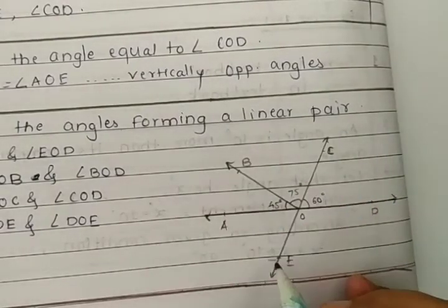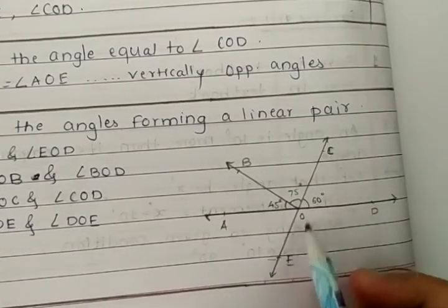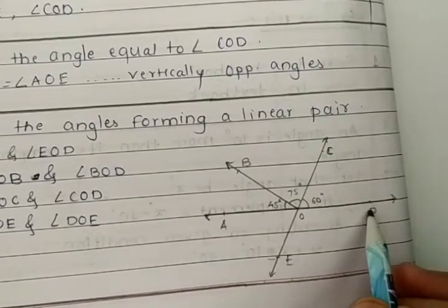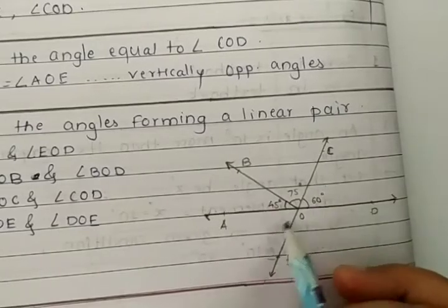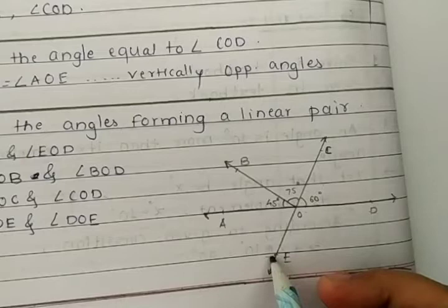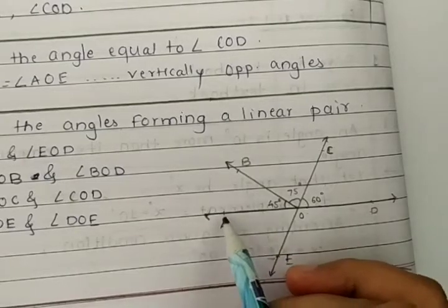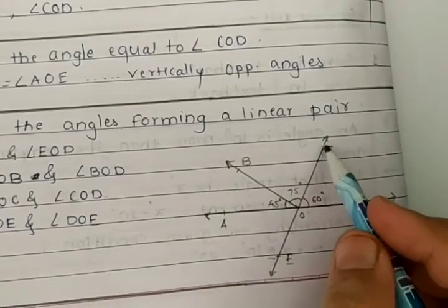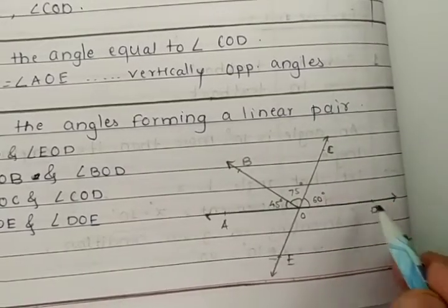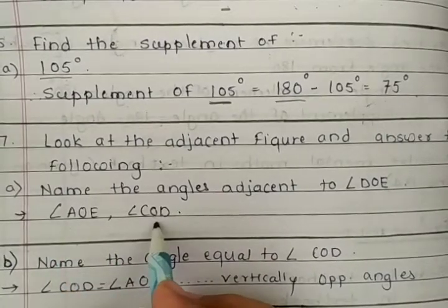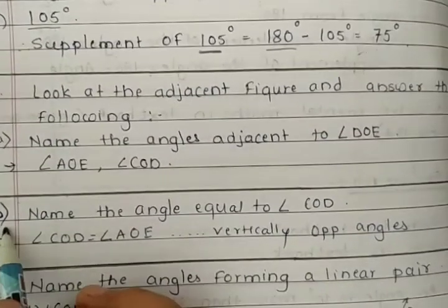This is your diagram. Where is DOE? Which angles are adjacent to DOE? You can see two angles which are adjacent to DOE. What is the name of the first angle? See, this angle AOE is adjacent to DOE, and the second angle is angle COD. So our answer here is angle AOE and angle COD. Got it?